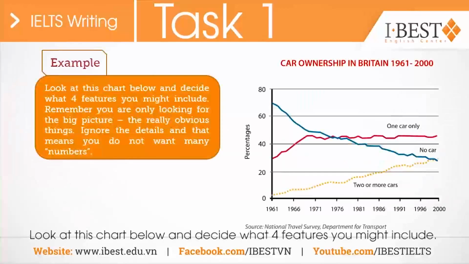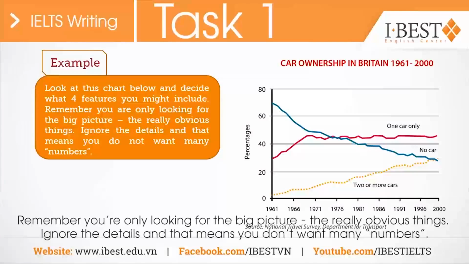Look at this chart below and decide what 4 features you might include. Remember, you're only looking for the big picture, the really obvious things. Ignore the details, and that means you don't want many numbers.